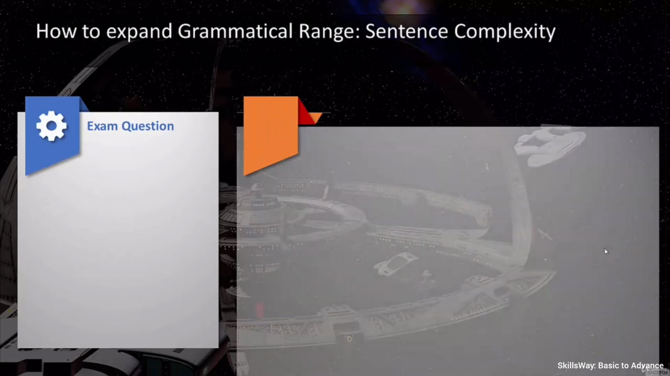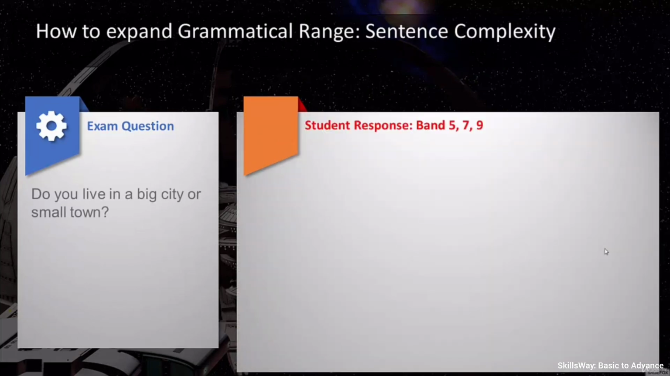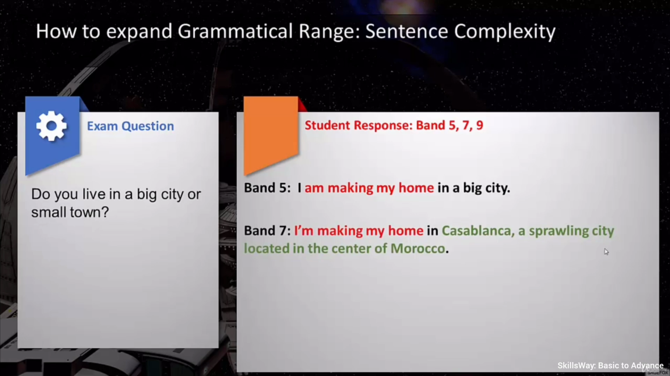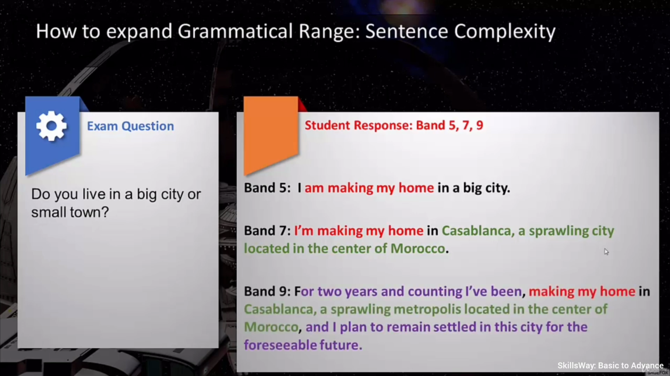Okay? So, how do we expand our grammar range? Look here. Do you live in a big city or a small town? Band 5: I am making my home in a big city. Band 7: I'm making my home in Casablanca, a sprawling city located in the center of Morocco. Band 9: For 2 years and counting, I've been making my home in Casablanca, a sprawling metropolis located in the center of Morocco, and I plan to remain settled in this city for the foreseeable future. Do you see the difference?